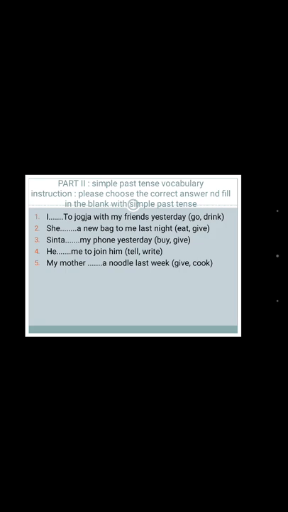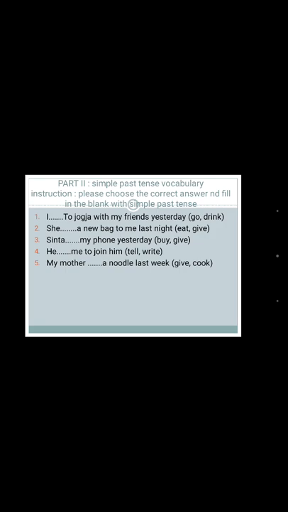And then they have to choose go, and then they have to use the simple past tense of go. So they have to use verb 2 of go. For example, "I went to Jogja with my friends yesterday."